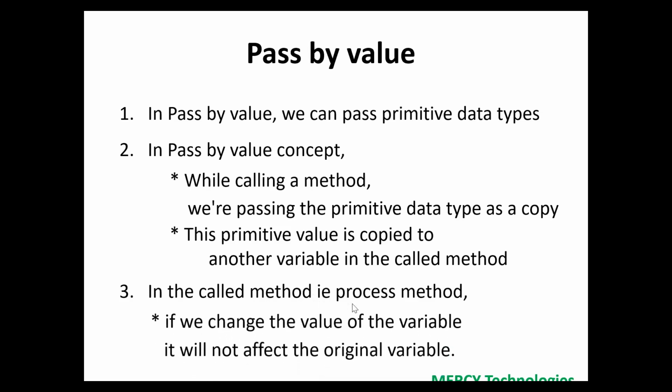In the called method, that is the process method, what happened? If we change any value of the variable, it is not affecting the original value. Correct or not? Inside the process method, how did the process method get the value? While we are calling the process method, we are passing the argument. What is that argument? We are passing a primitive type. If we pass a primitive type, it is a pass by value concept.